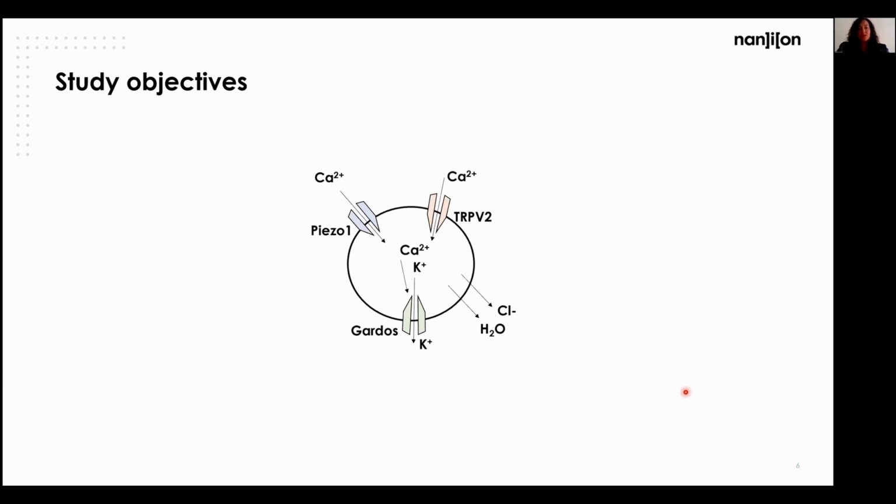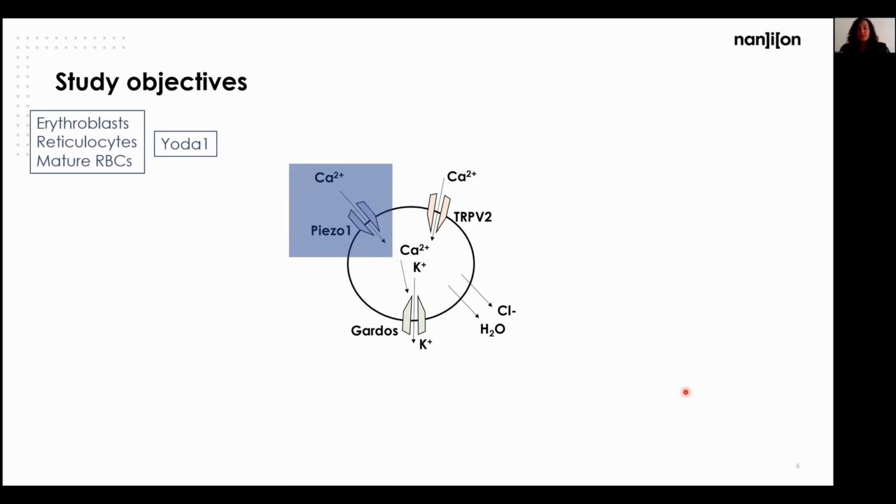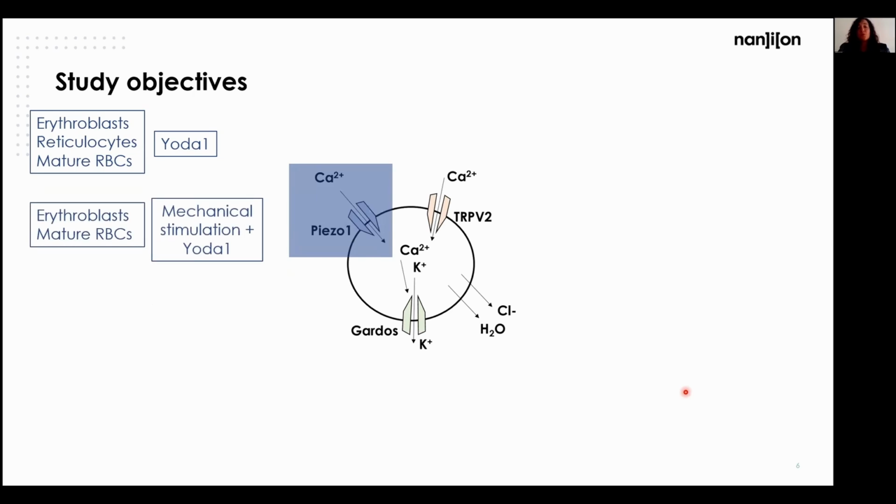Now I will move on to the study objectives. As I said, I was focusing on these three channels, and in particular, I wanted to study Piezo using the specific chemical activator Yoda1 during differentiation. So I studied Piezo in erythroblasts, reticulocytes, and mature red blood cells. Then I wanted to combine the chemical stimulation with the more physiological activation, so with mechanical stimulation. And I performed these experiments in erythroblasts and mature red blood cells. And then I will show some results of a study of a patient with an unknown mutation of Piezo investigated with Yoda1.